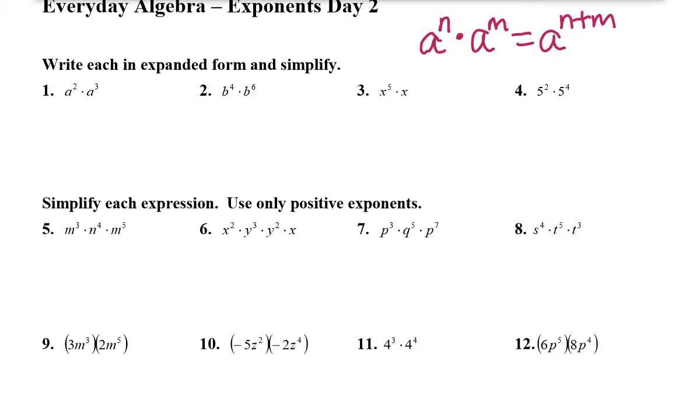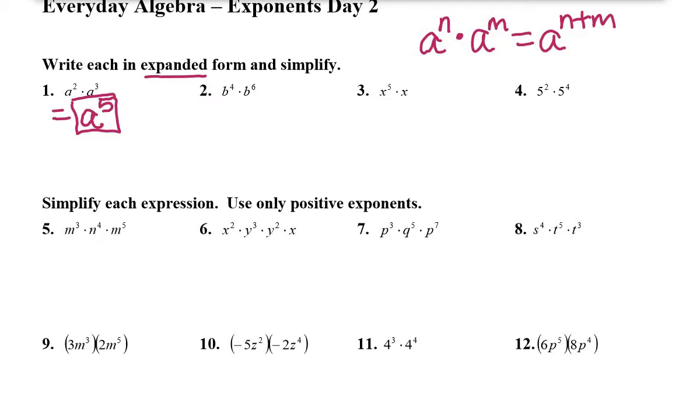I'll do some examples on here, and then I want you guys to try the rest of them on your own and email me if you have any questions. So on number 1, we have a squared times a to the third. It says to write it in expanded form, but before we do that, I want to use the shortcut just to show you guys how this will work and then prove to you that that really is how it works. So a squared times a cubed, if you add those exponents together, 2 plus 3, you get a to the fifth.